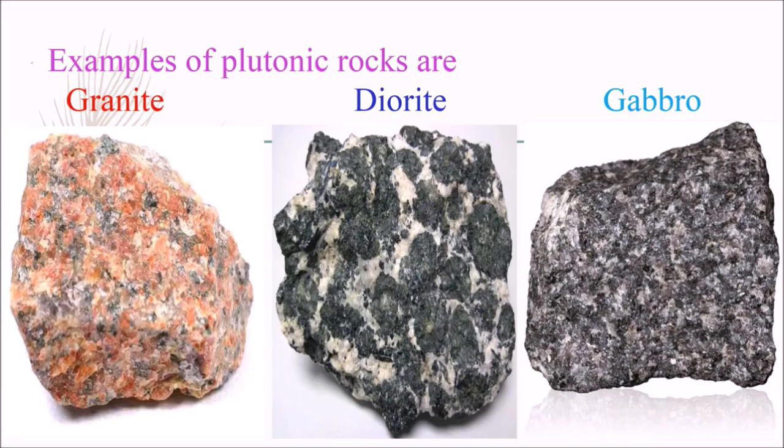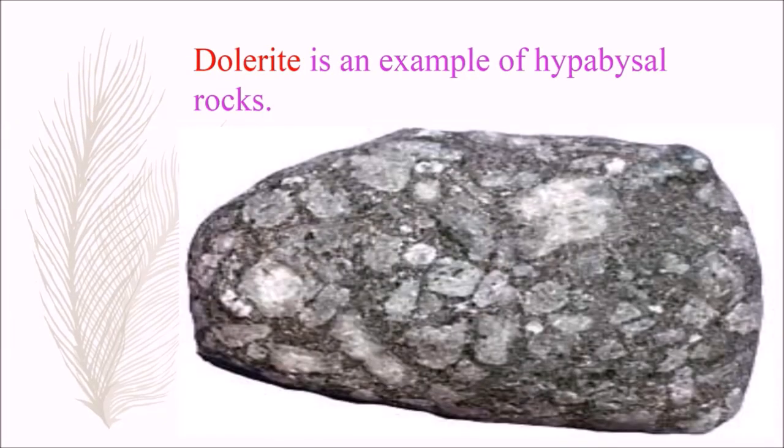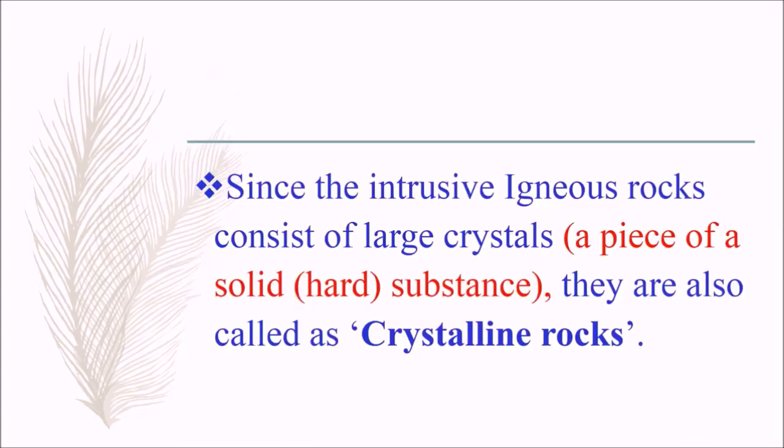rocks. Examples of plutonic rocks are granite, diorite and gabbro. Here we can see the picture of granite, diorite and gabbro. Dolerite is an example of hyperbasal rocks. Here we can see the picture of dolerite. Since the intrusive igneous rocks consist of large crystals, crystals means a piece of a solid substance. Solid means hard substance. They are also called crystalline rocks.